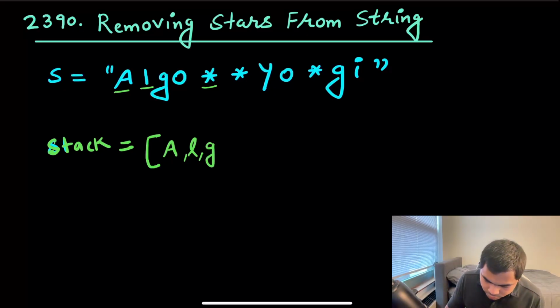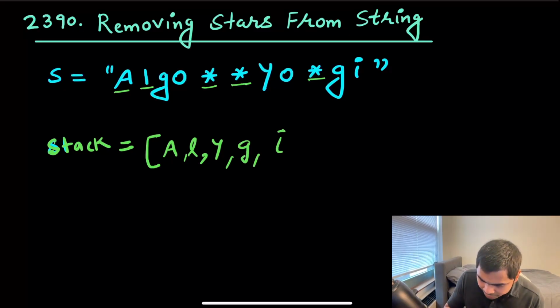Then you move on to the next element, which is another star. So you pop one more, the top of the stack. Then you see Y, so you'll append Y to the top of the stack. Then you see O, then you see another character which is a wild character, star. So you'll again pop the top of the stack. Then you see G, and then I.